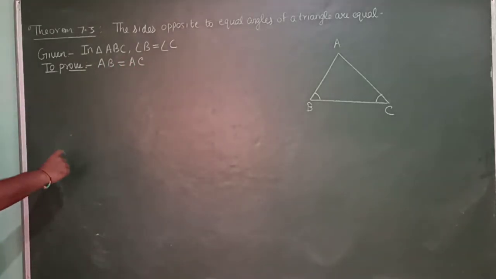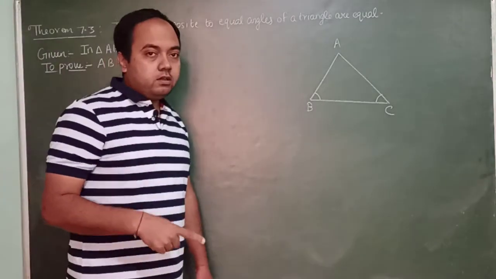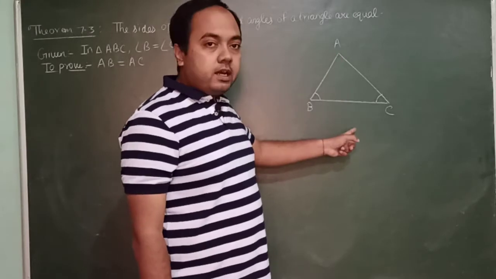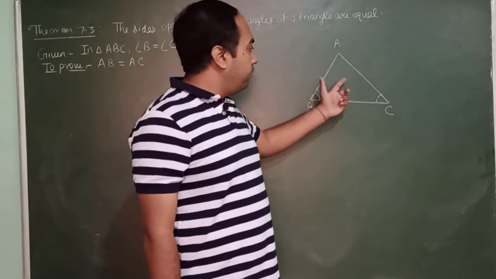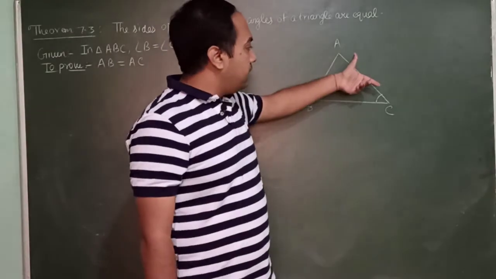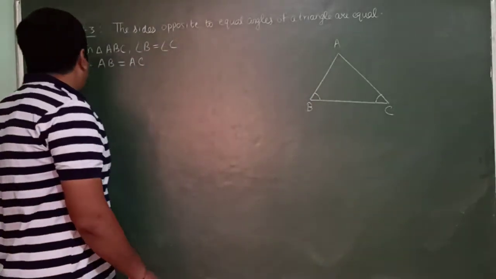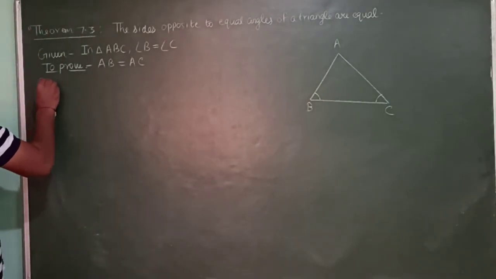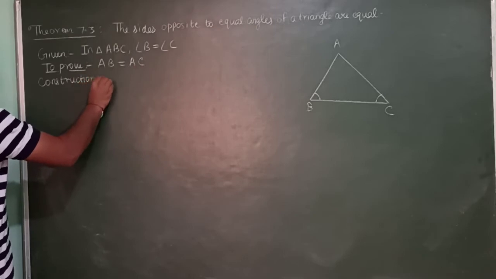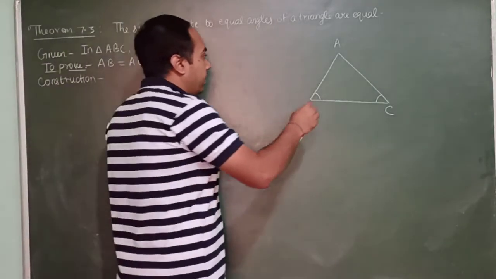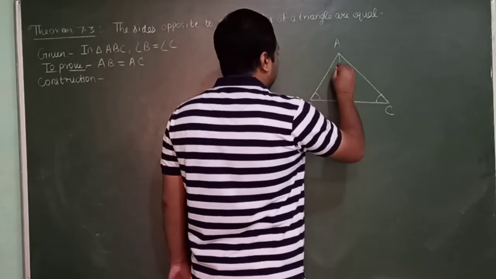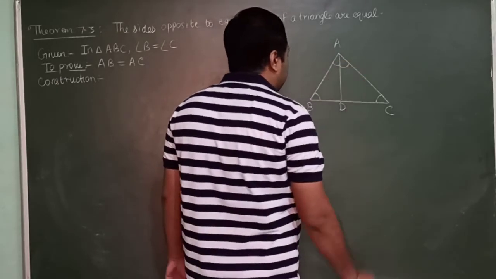Now for that, again the same, we require two triangles over here. To get AB is equal to AC, we need to divide this triangle ABC into two triangles. First we will prove both the triangles congruent, then after that by CPCT we can write AB is equal to AC. Okay? So first we do the construction. Draw bisector of angle A which meets BC at D.